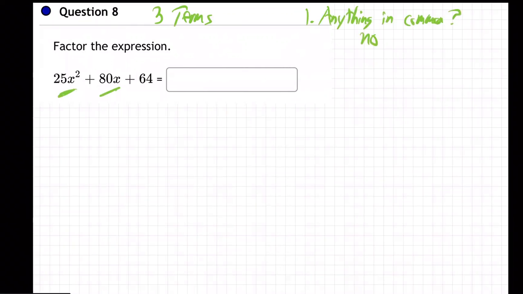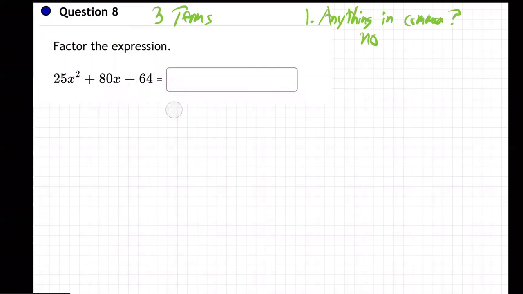If you look at 25x squared, 80x, 64, there's no number. What goes into 25? 5. That goes into 80. It is divisible by 5, but 64 is not. If you try dividing 64 by 5, it's a no-go. So 5 doesn't go into all of them. There's no number they all have in common.